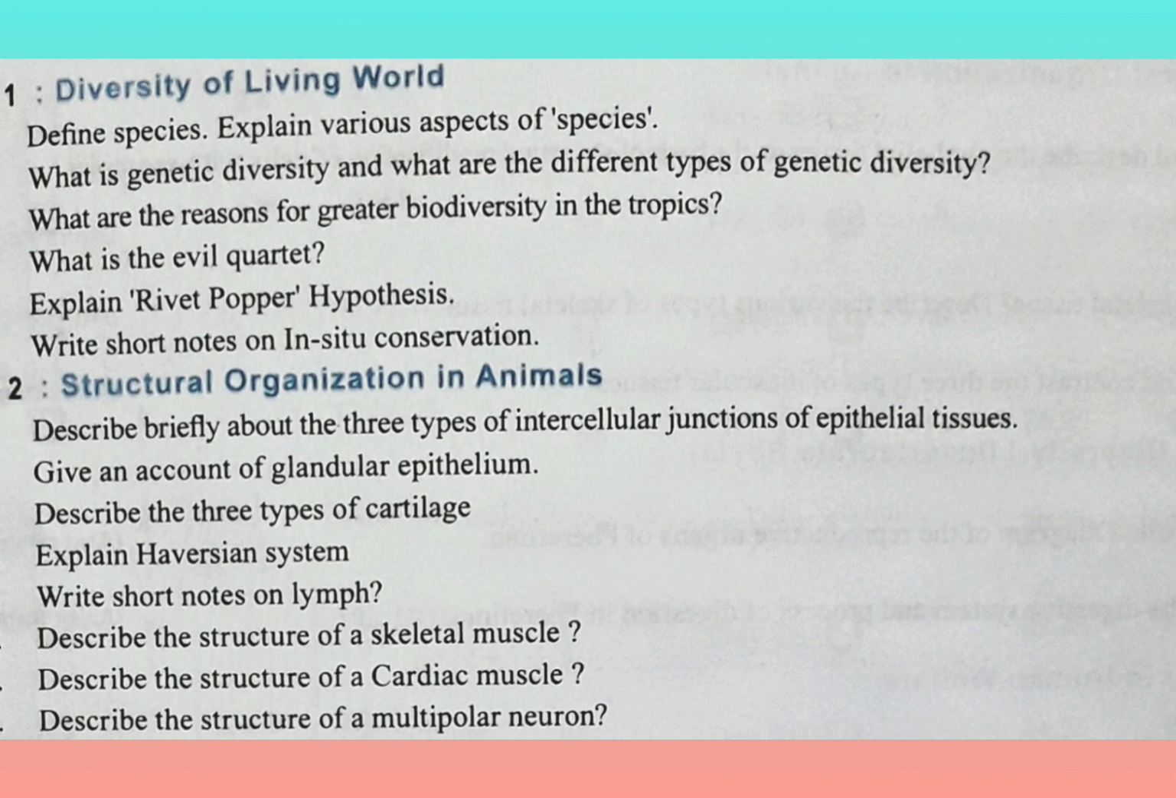Second chapter, Structural Organization in Animals. Describe briefly about three types of intercellular junctions of epithelial tissues. Give an account of glandular epithelium. Describe the three types of cartilage. Explain Haversian system. Write short notes on lymph.